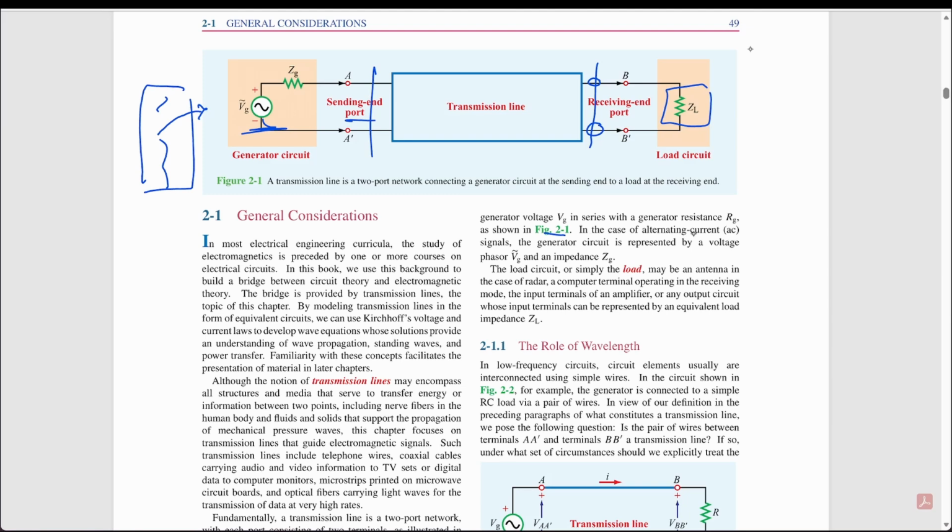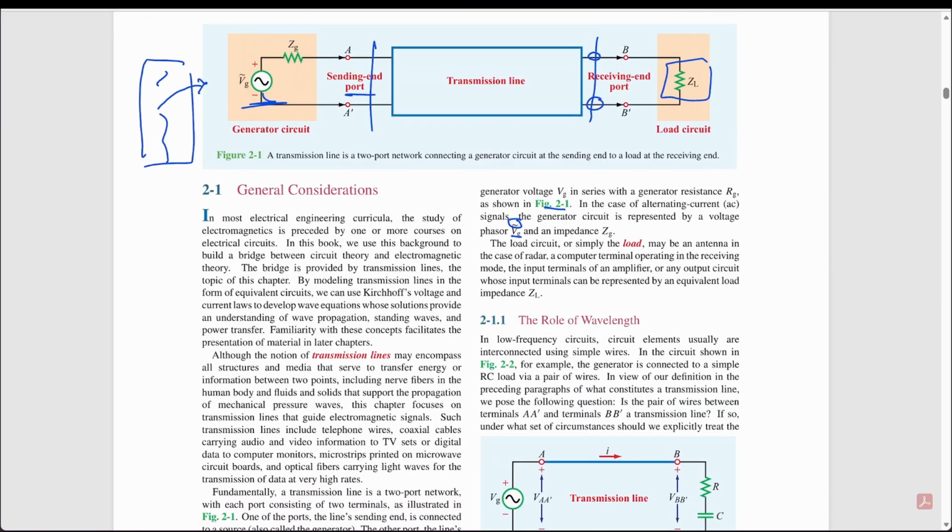In the case of alternating current, the generator circuit is represented by a voltage phasor and an impedance Zg. So in this figure is the AC version, not the DC one. Here it's represented using a phasor and impedance Zg, not Rg. The load circuit, or simply the load, may be an antenna in the case of radar, a computer terminal operating in the receiving mode, the input terminals of an amplifier, or any output circuit whose input terminals can be represented by an equivalent load impedance ZL. So ZL here is just a representation for any load we can put in here.